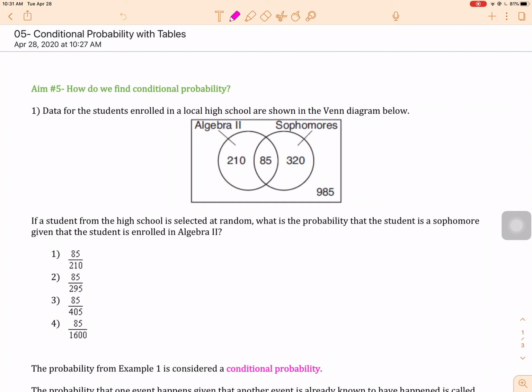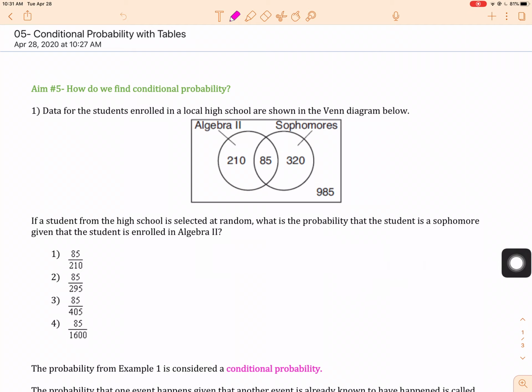So question 1 says, data for students enrolled in a local high school are shown in the Venn diagram below. So you have Algebra 2, you have sophomores who take Algebra 2, and then you have 985 kids in school who are not sophomores and don't take Algebra 2. It says, if a student from the high school is selected at random, what is the probability that the student is a sophomore given that the student is enrolled in Algebra 2?